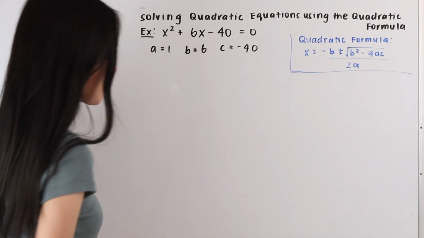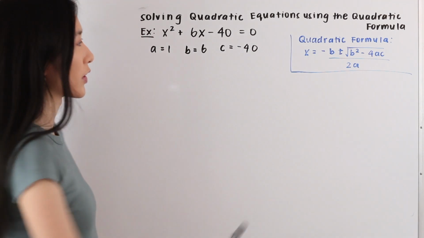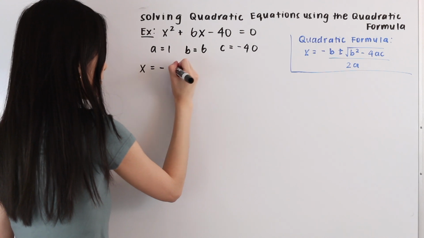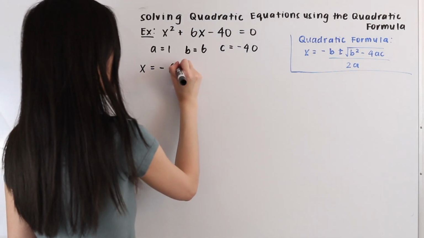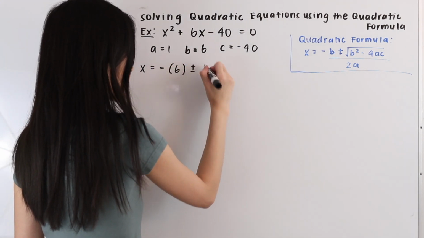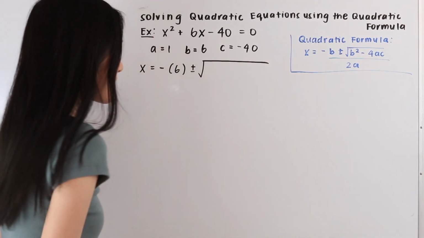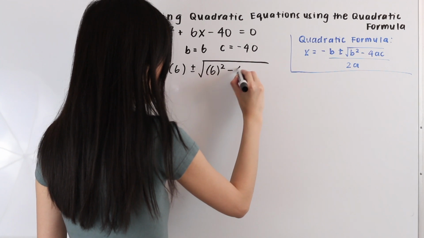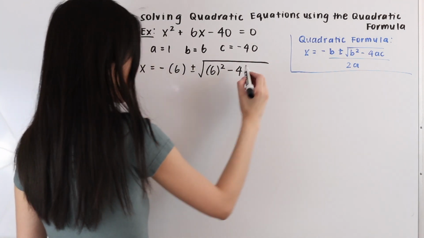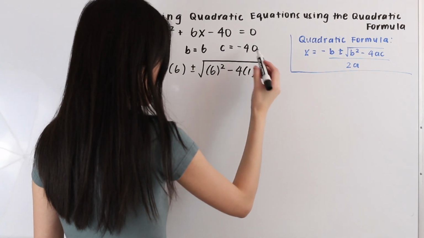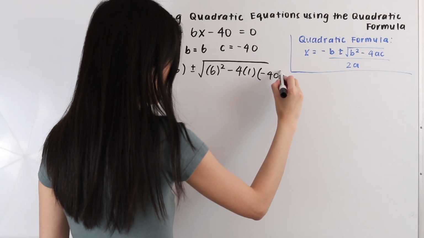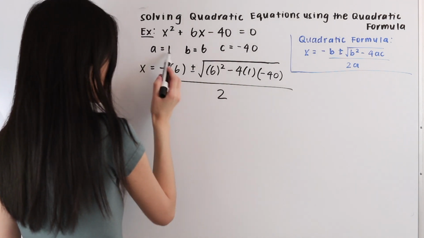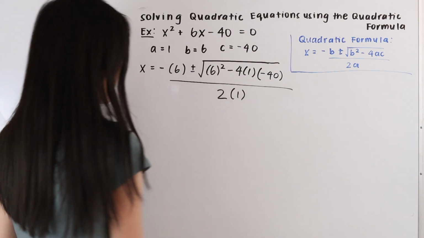And as our next step, let's go ahead and plug in a, b, and c into our quadratic formula. So we have x is equal to negative b, so we have negative 6 plus or minus the square root of b squared, so here b is equal to 6, so we have 6 squared minus 4ac, and so a is equal to 1, and c is equal to negative 40, and this is over 2a, so we have 2 times 1. And now let's go ahead and simplify this.